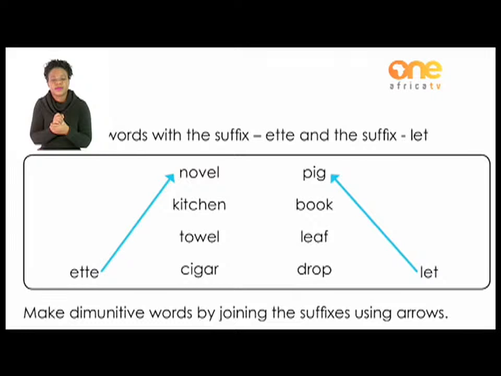Let's turn to page 4. Right, on page 4, diminutive words with the suffix et and the suffix let. An example there for novel is novelette. Kitchen, kitchenette. Towel, towelette. Cigar, cigarette. And then on the other side, we have pig, piglet, book, booklet, leaf, leaflet. And lastly, droplet.